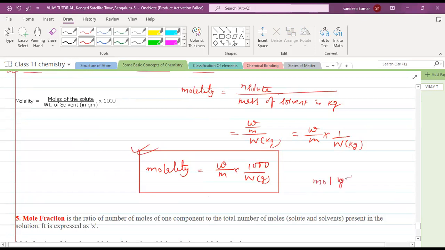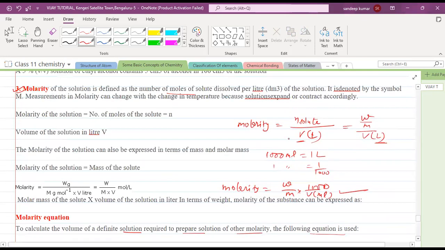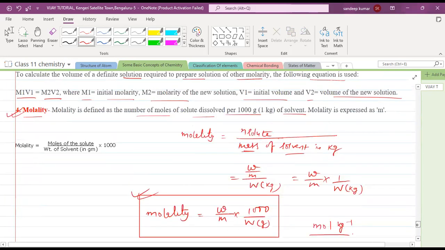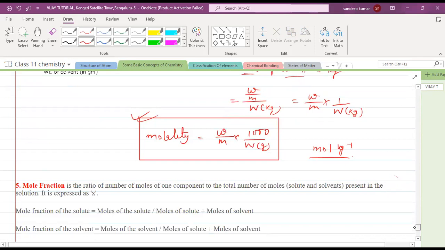See, molality is a better way of expressing the concentration. Why? Because it depends on the mass of the solvent, and the mass of the solvent does not change with temperature. Whereas molarity depends upon the volume of solution, which changes with temperature. So when we compare molarity and molality, which is the better way? Molality.